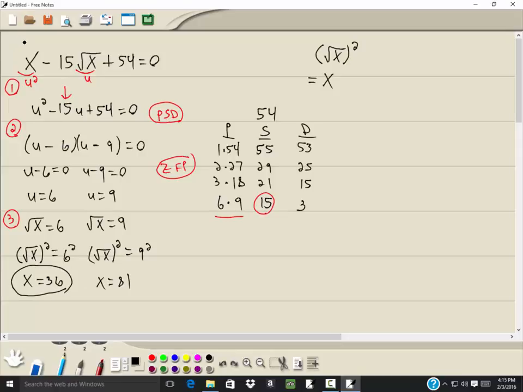Now 81. If I put 81 here, square root of 81 is 9. 9 times 15 is 135. Now 81 plus 54 is 135, minus 135 gives you 0. So both of those check. And that'd be that problem.